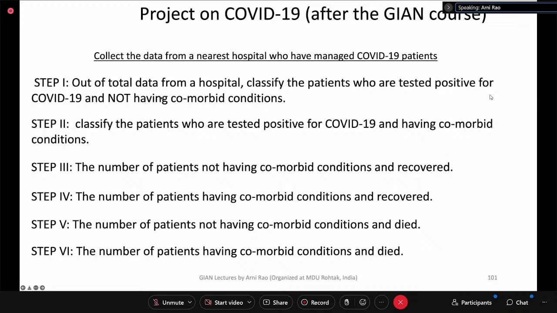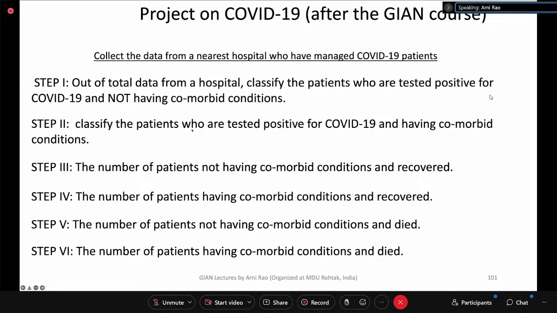Then, out of the total data from a hospital that handles COVID data, classify the patients who tested positive for COVID-19 and do not have any comorbid condition. Comorbid conditions here, you can take as many as you want, but essentially take heart disease, hypertension, and diabetes. Three things you take, or maybe you can add a fourth, like smoking. These four types of patients have shown severe conditions before vaccinations. So you can take all three or four according to your own data availability.